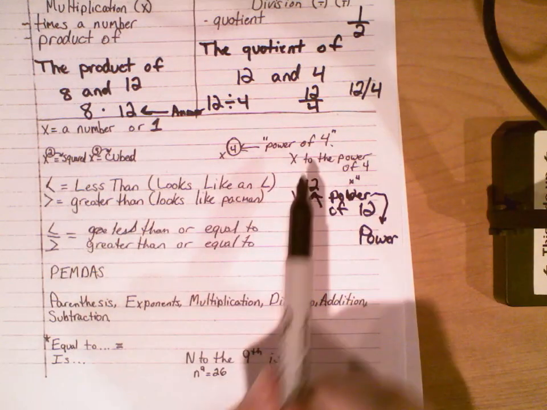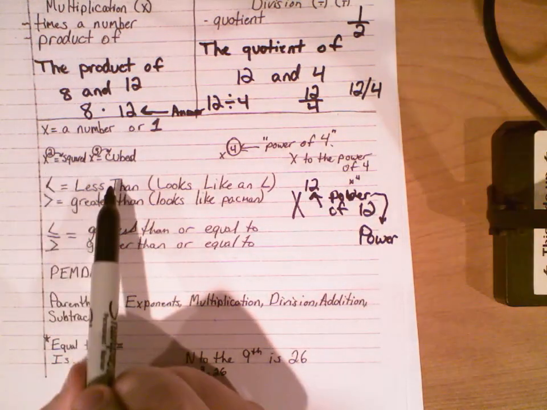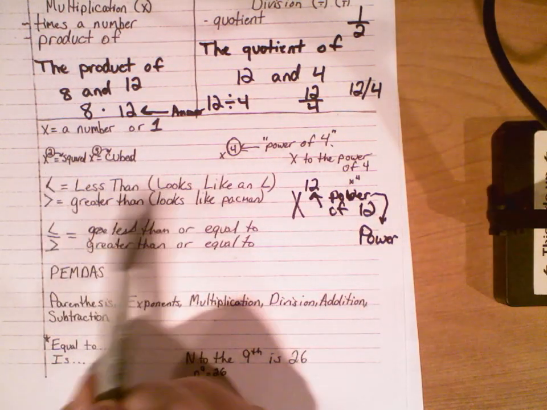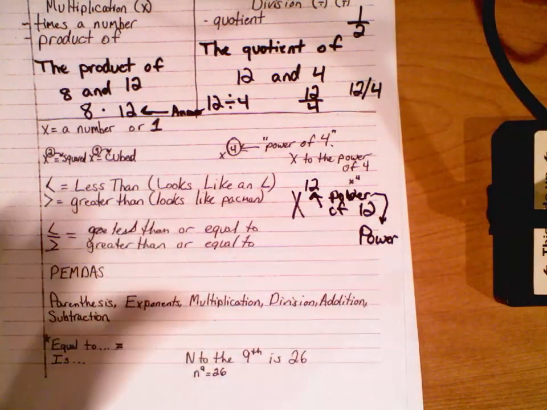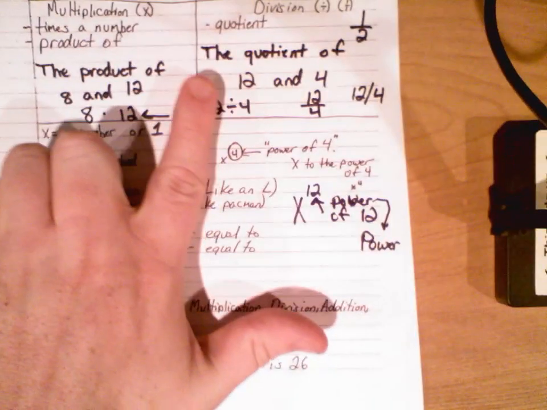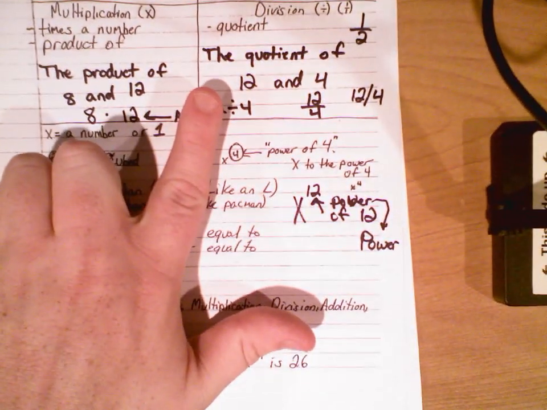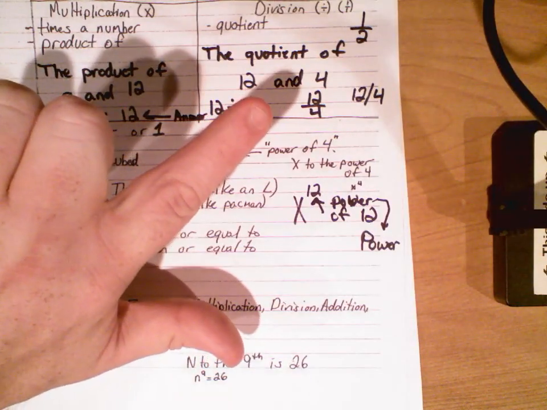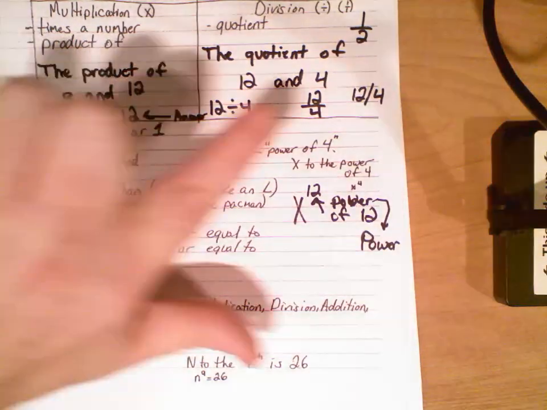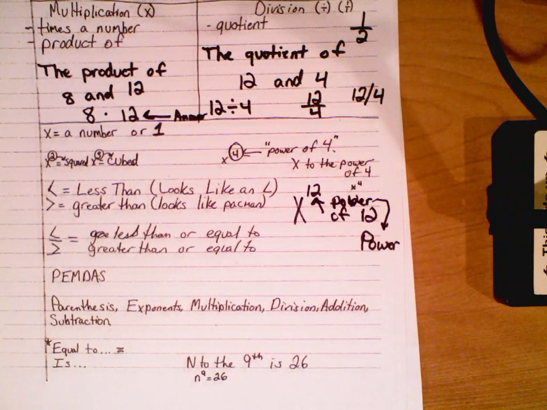Other than your exponents, you've seen these before. Your less thans looks like an L, and your greater thans, which looks like a Pac-Man. If you take your left hand and you hold it up, it makes an L. You take an L and you make it out of your left hand. If you turn a little sideways, check that out. Less than, less than. And that's what it looks like. That will help you determine between greater than or less than.